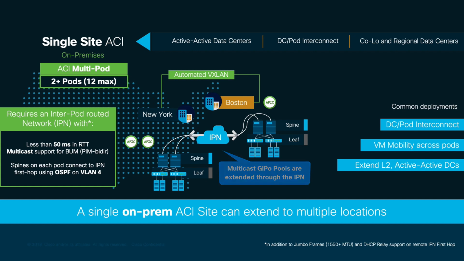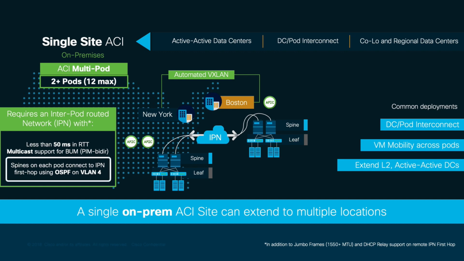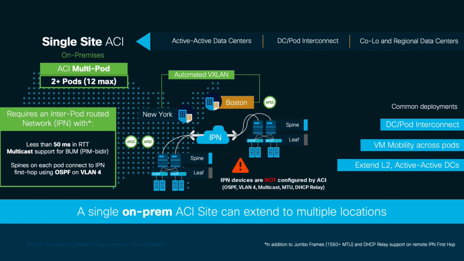The spines on each pod will physically connect to the IPN first hop device, which can be any device as long as it can run OSPF and receive tagged traffic on VLAN 4, which is usually done through a sub-interface. This is because ACI will automate the OSPF underlay configuration on the spine side on each pod, and the corresponding IPN first hop devices are expected to match such configuration settings. Keep in mind that the IPN nodes are not managed nor automated by ACI. Therefore, you will need to manually configure OSPF with VLAN 4 in those first hop devices.